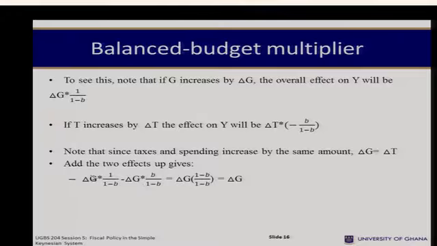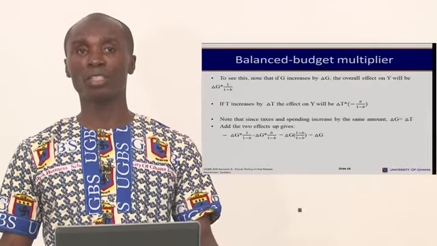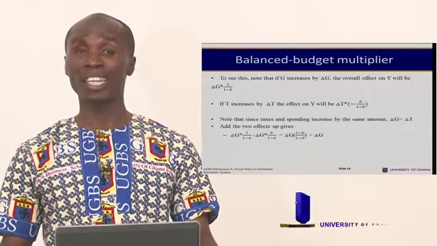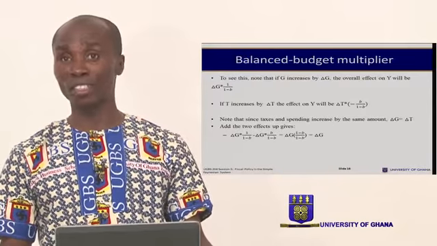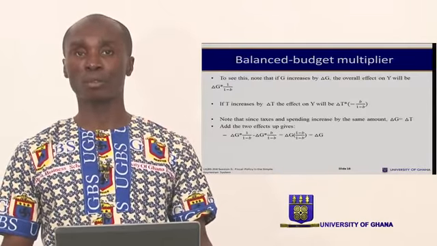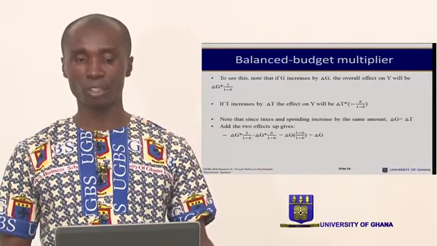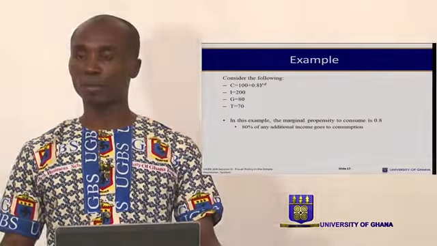So when we simplify this expression, we are going to get delta G times (1 minus B) over (1 minus B), which is exactly the change in G. In other words, if you increase spending and taxes by the same amount, equilibrium income will increase by that amount. If government doubles its spending by doubling tax collection, equilibrium income will double. That's what the balanced budget multiplier tells us.